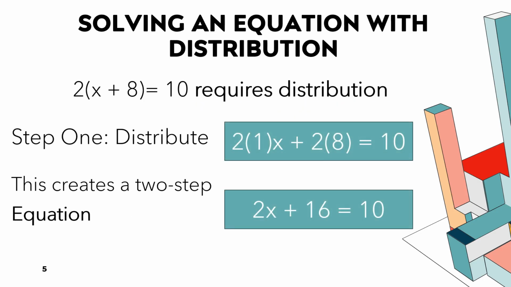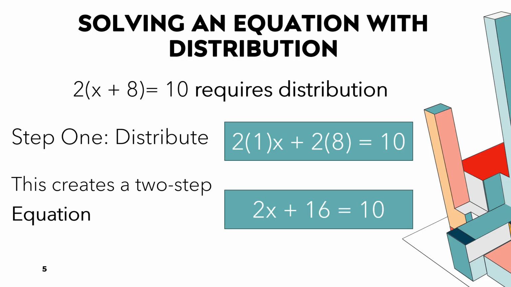To solve an equation with distribution, we first distribute the multiplier. Remember, the multiplier is the number outside the parentheses. All the numbers inside the parentheses are multiplied by the multiplier. In this case, there are 2 terms: the variable x and the constant 8.